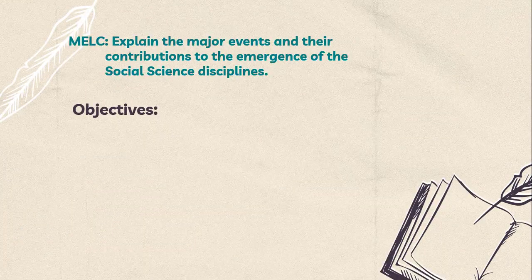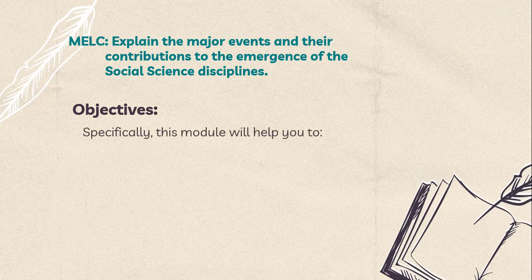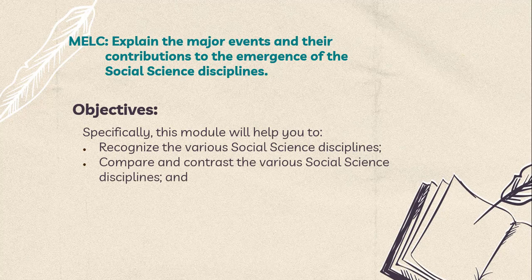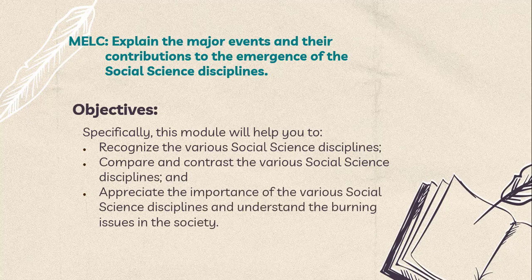The MELC for this module is for the student to explain the major events and their contributions to the emergence of the social sciences. Specifically, this module will help you to recognize the various social science disciplines, compare and contrast the various social science disciplines, and appreciate the importance of the various social science disciplines and understand the burning issues in society.